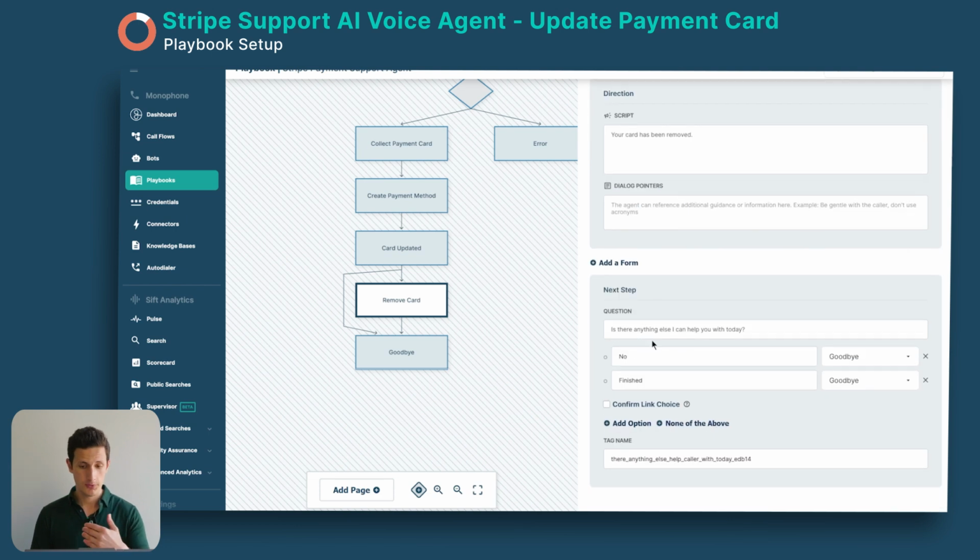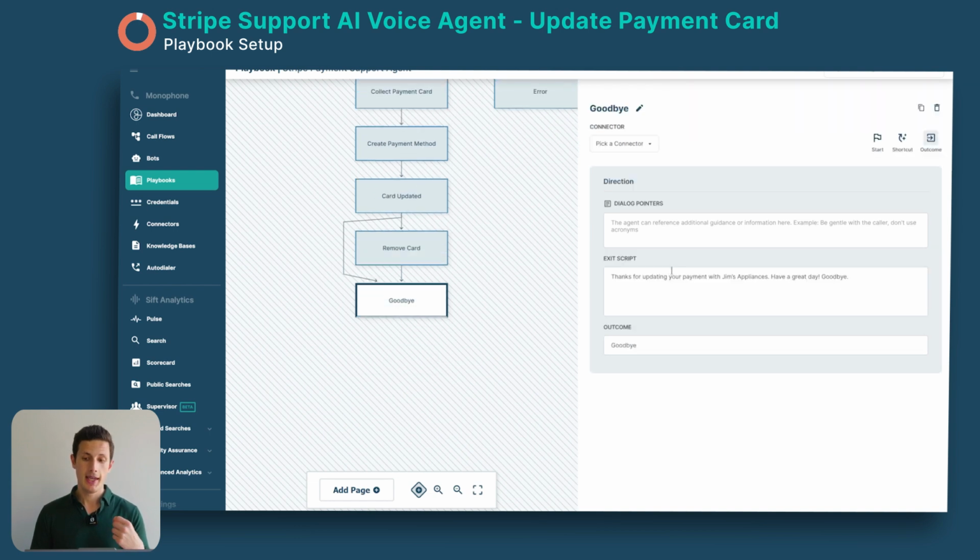And then again, to end here, we're asking them, is there anything else I can help you with? Here, the caller can ask any questions, or you can add more options, for example to transfer to a live agent. But in our case, no, we're done here. So then we go into our last end outcome page. You can see this is a bit different. We have an outcome node, basically an exit script, and this will end the playbook right here.